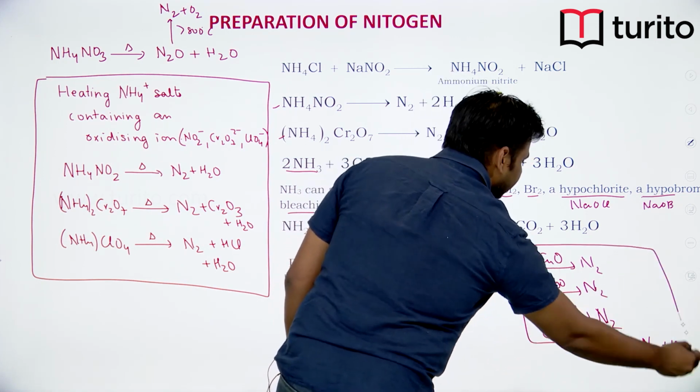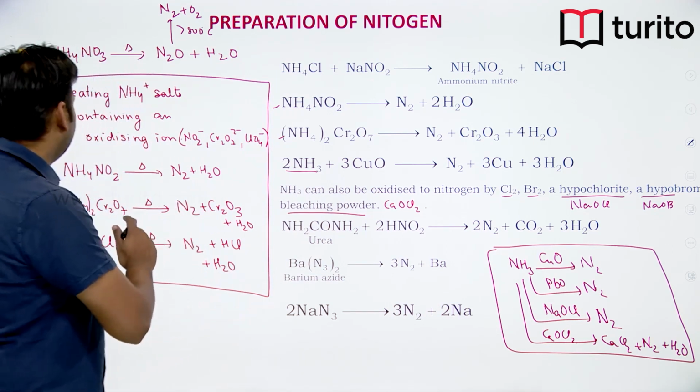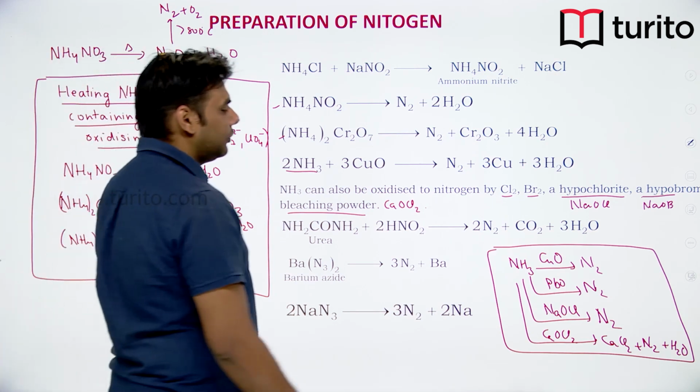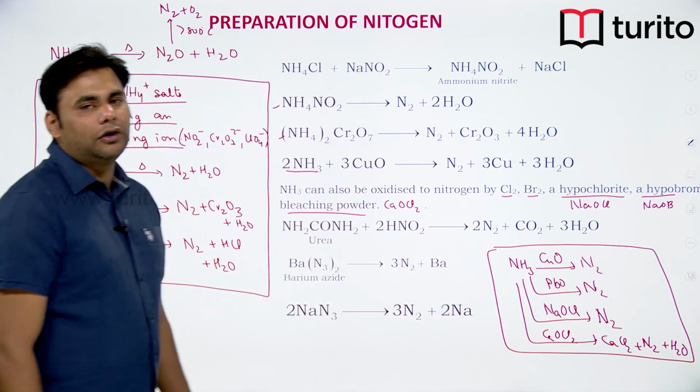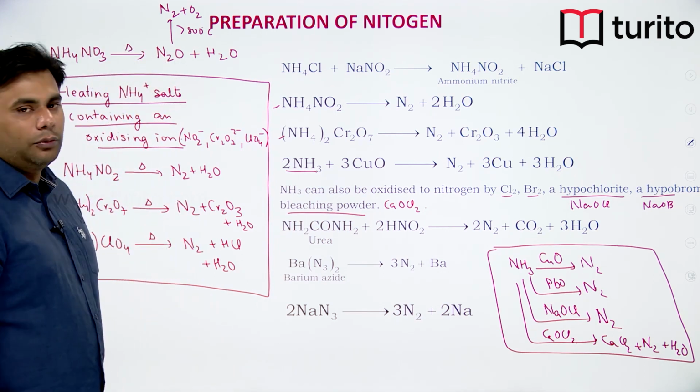So in all of these reactions ammonia is getting oxidized. The two reactions that we have studied till now are heating ammonium salts containing an oxidizing ion, and oxidation of ammonia by copper oxide, lead oxide, chlorine, bromine or NaOCl, NaOBr or bleaching powder.